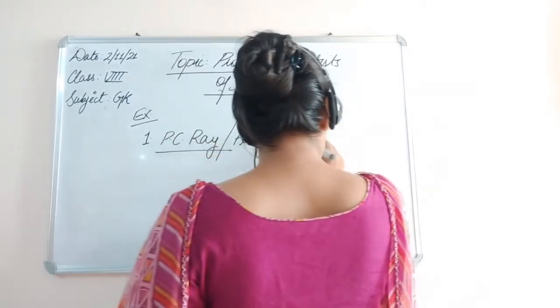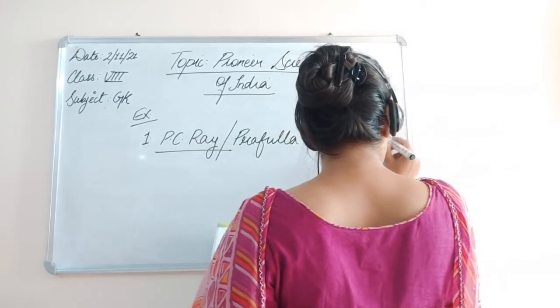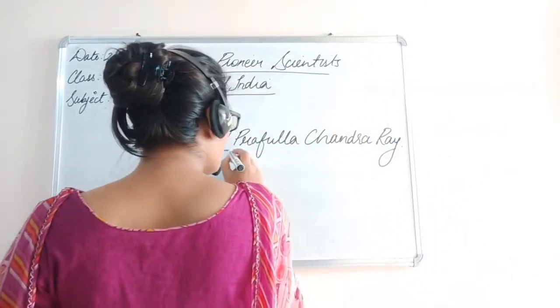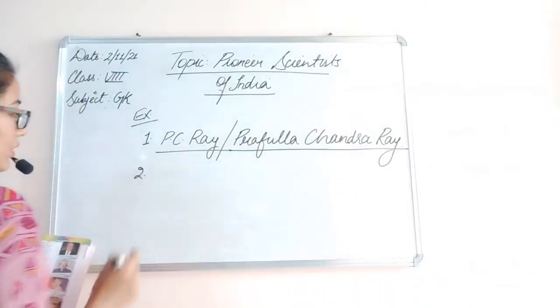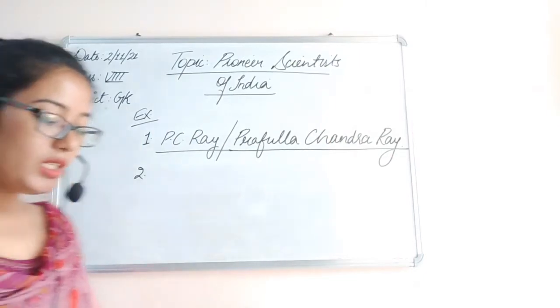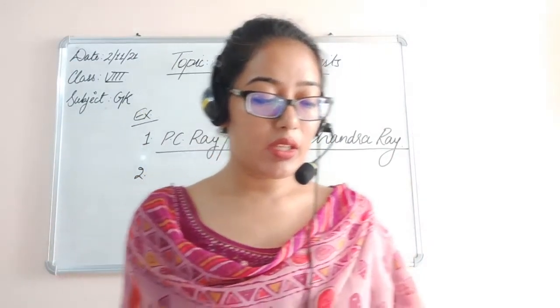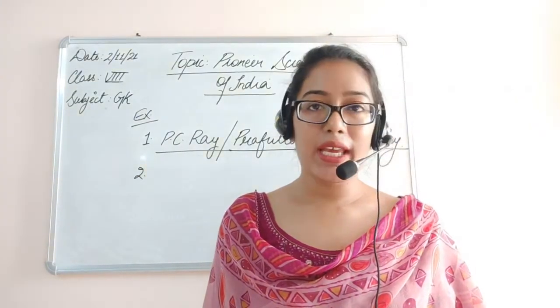Praful Chandra Ray. So PC Ray stands for Praful Chandra Ray. Now the second part. He is the man behind Green Revolution in India. He invented techniques to raise agricultural production. He developed high yielding variety of wheat and rice. Who is this person we are talking about?